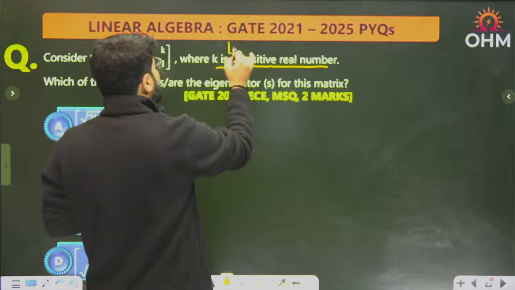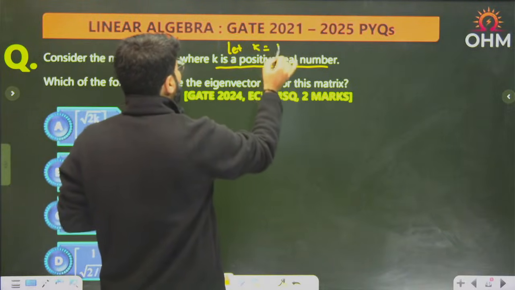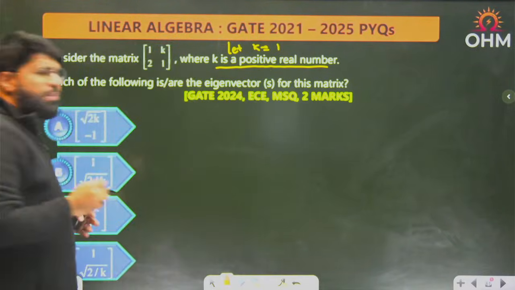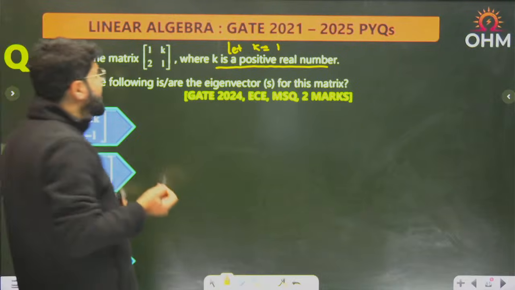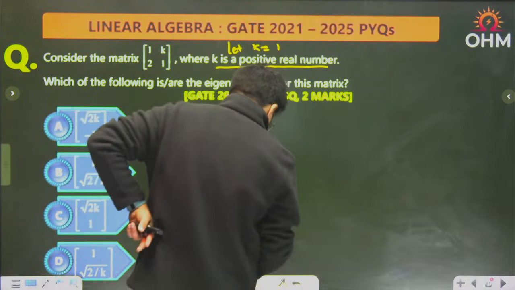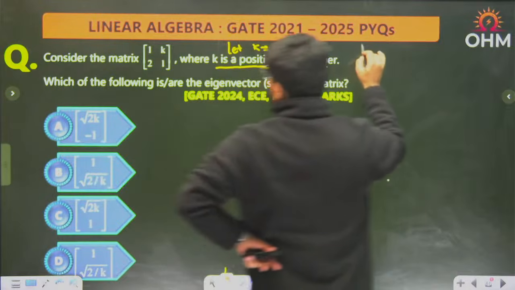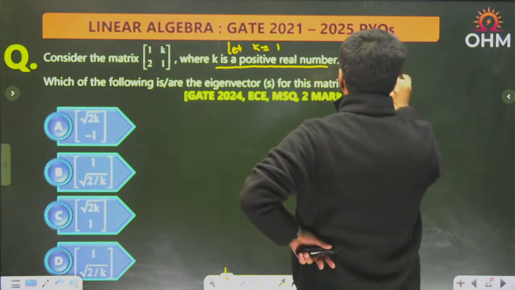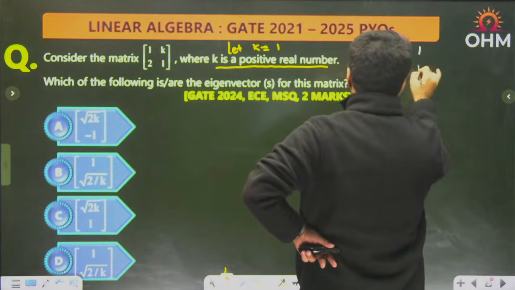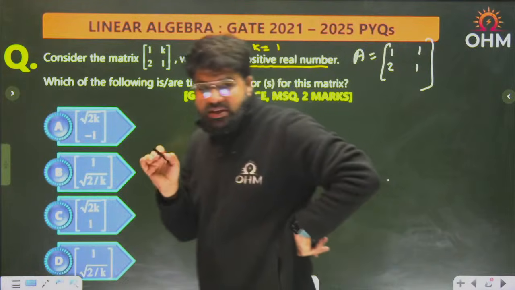To make the question simple, let k be 1. You can solve generally by k, but it will be more calculative. Let's say k equals 1. Then if k is 1, what is the matrix A you will take? You will simply take the matrix [1 1; 2 1]. It becomes easy to solve. I'm just giving an option.